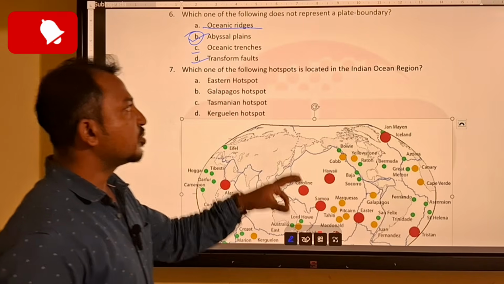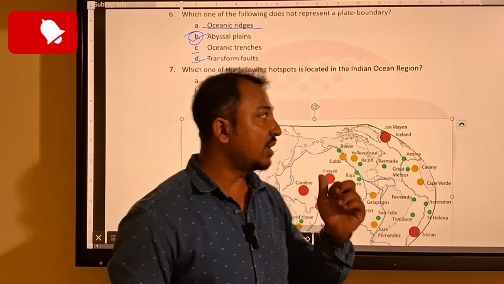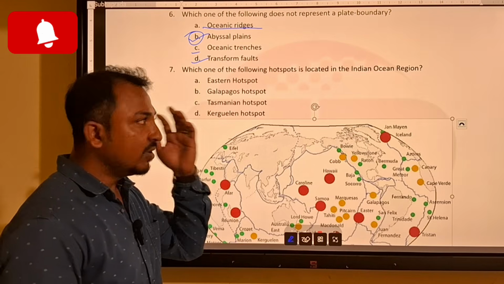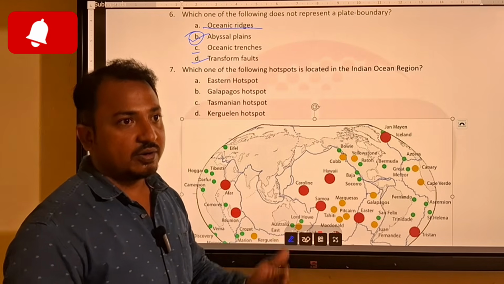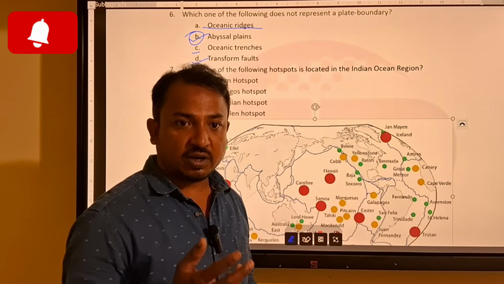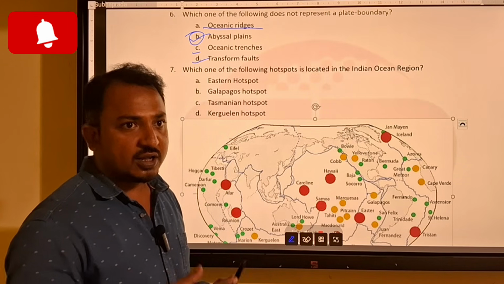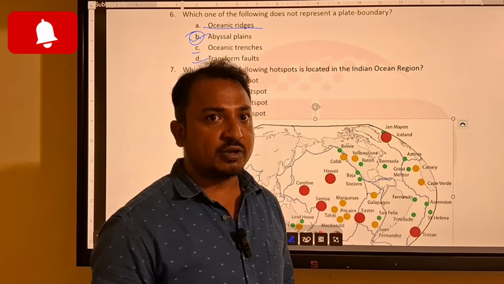Then, which of the following hotspots is located in the Indian Ocean region? These types of questions are frequently found in the CUET exam, where you have to determine whether the hotspot is present in an oceanic plate or continental plate or in any other specific lithospheric plate.